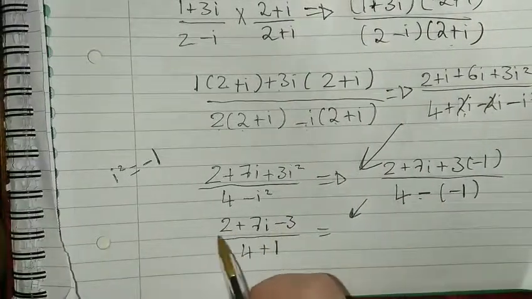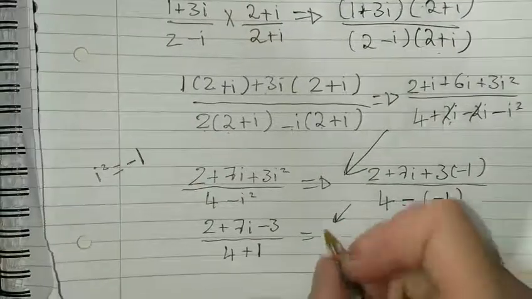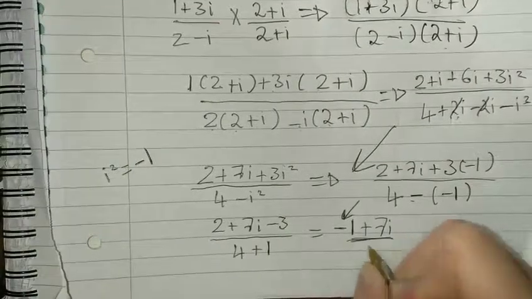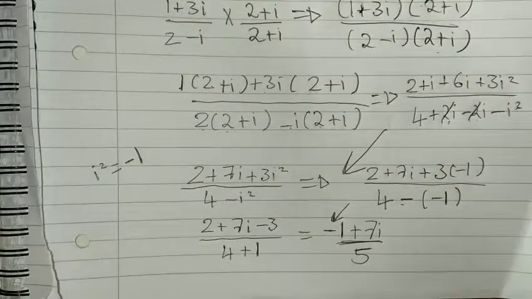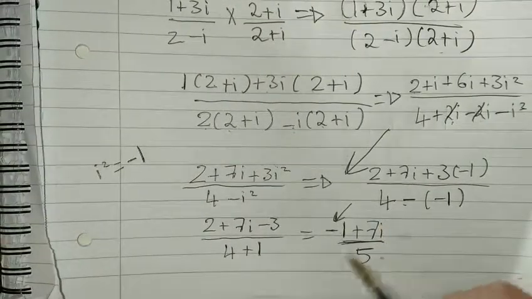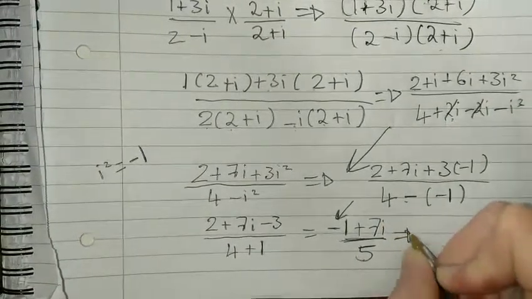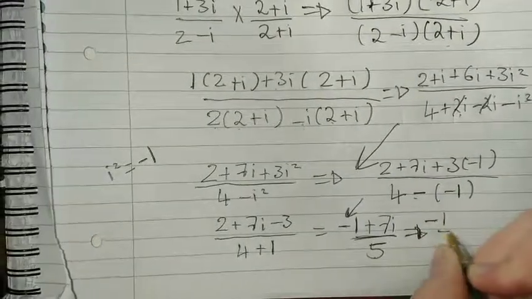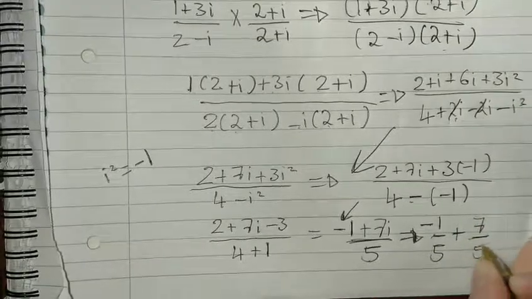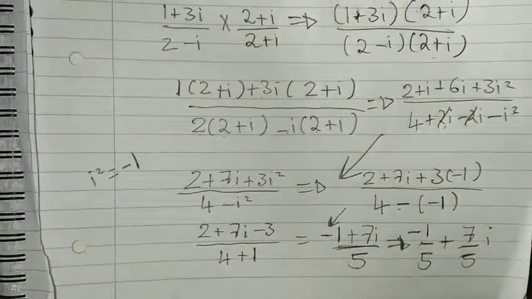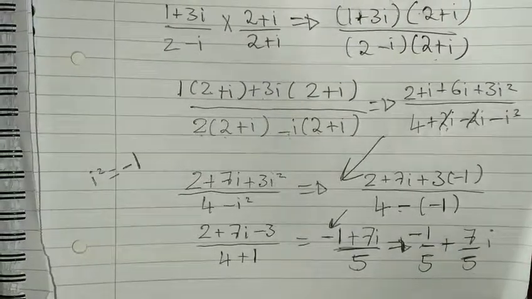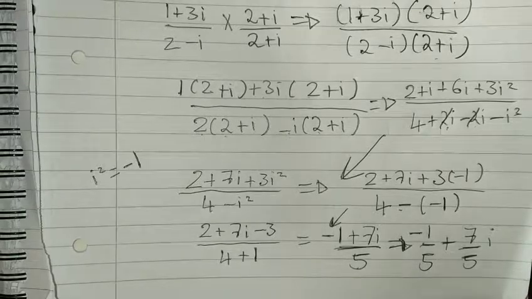So 2 minus 3, I can put my real parts together, so that will be minus 1 plus 7i, and then over 5. So now I have to divide my real part by 5 and my imaginary part, but I do not have any complex parts on the bottom now, so that's what I wanted to achieve. So it's minus 1 over 5, and then plus 7 over 5 i. And I can't simplify that any further, and they wanted a and b to be real numbers, and they are real numbers, so that is my answer for that part.